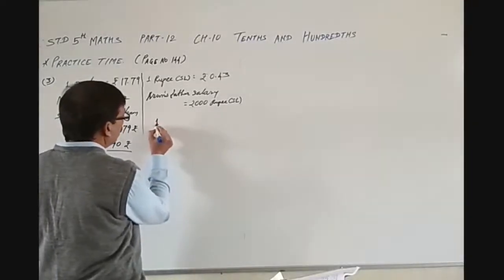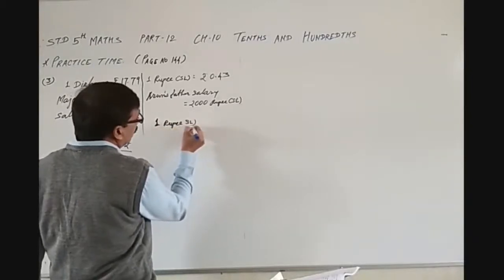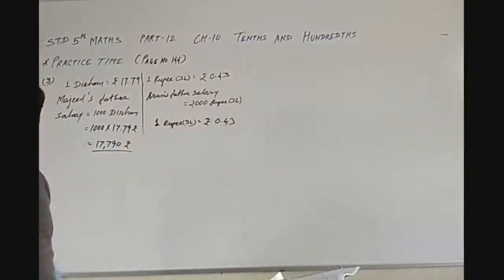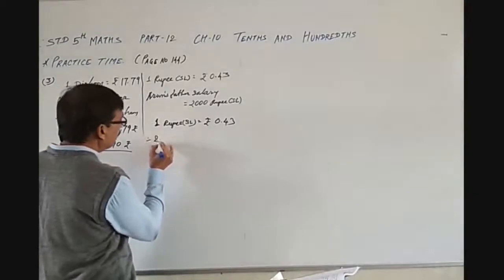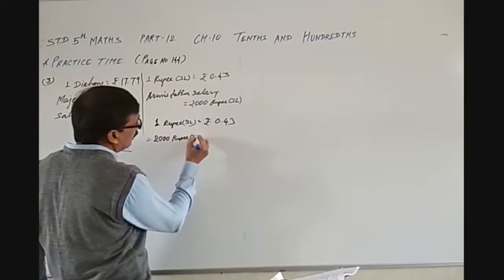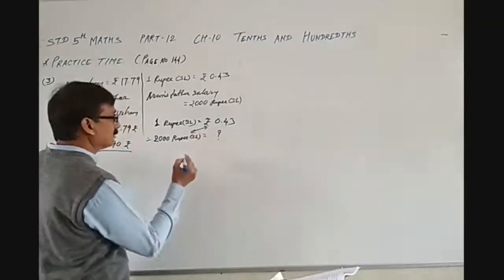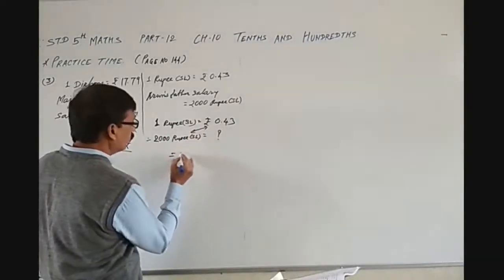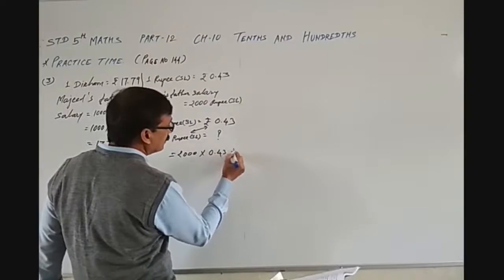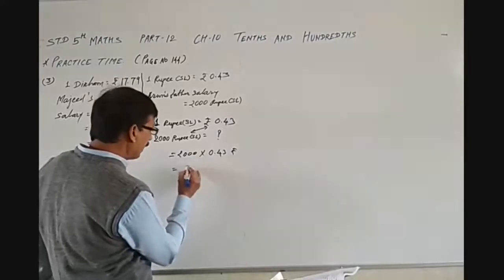Suppose 1 Sri Lankan rupee is equal to rupees 0.43. And therefore, if it is 2,000 Sri Lankan rupee, then how many rupees? So we have to cross multiply. Therefore it is equal to 2,000 multiplied by 0.43 rupees. 43 2s are 86.